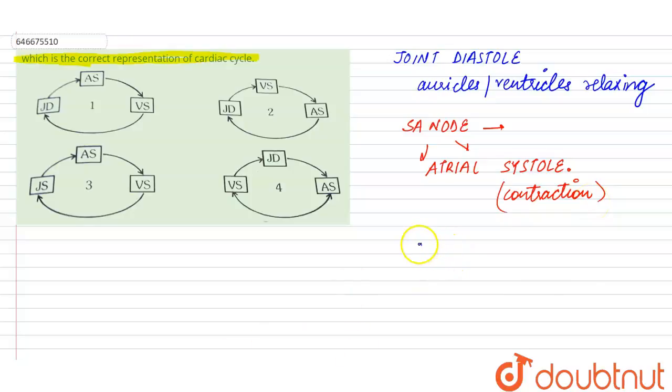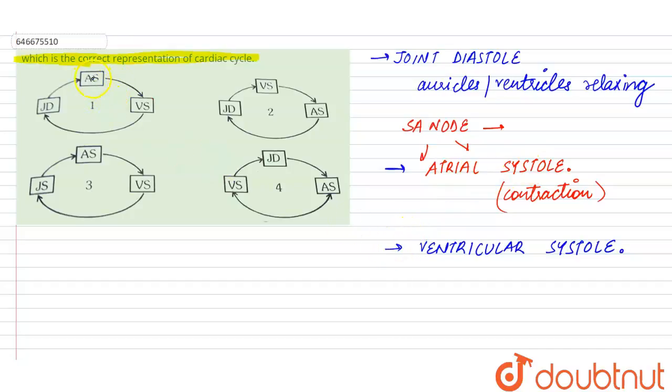As the blood gets pushed into the ventricles, there will be the third step. Now the ventricles will undergo a process of contraction which is called ventricular systole, and the ventricles will push the blood into the aorta on the left side and into the pulmonary artery on the right side. So the JD will be followed by the AS, then the VS.